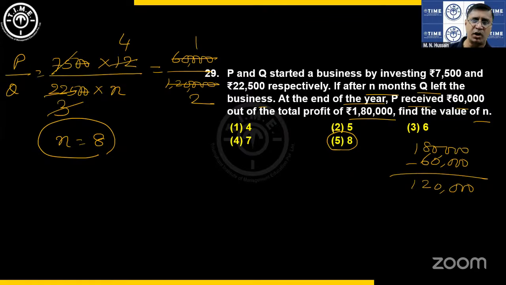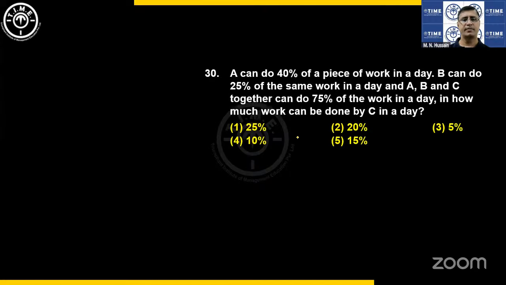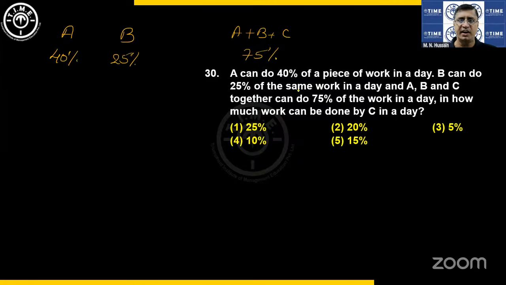Now, look at the next example on your screen. A can do 40% of a piece of work in a day. B can do 25% of the same work in a day. A, B and C together can do 75% of the work in a day. How much work can C do in a day? So C's value is to be found.